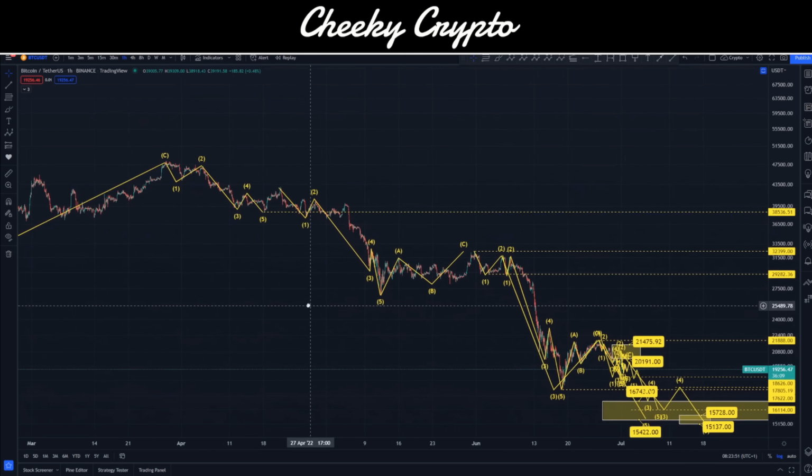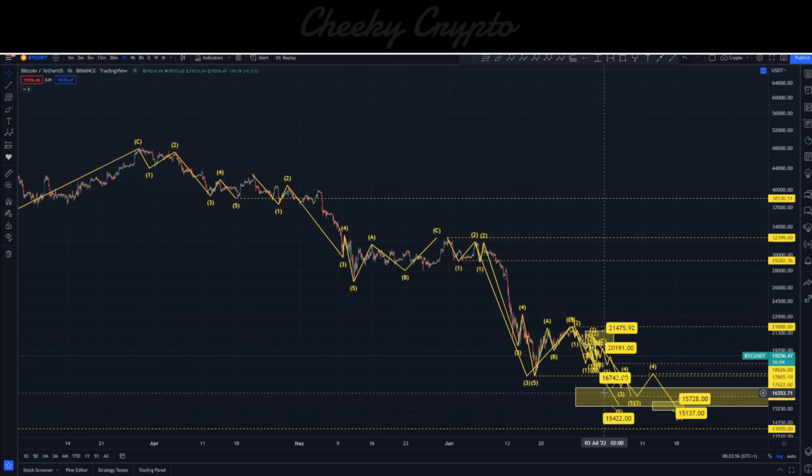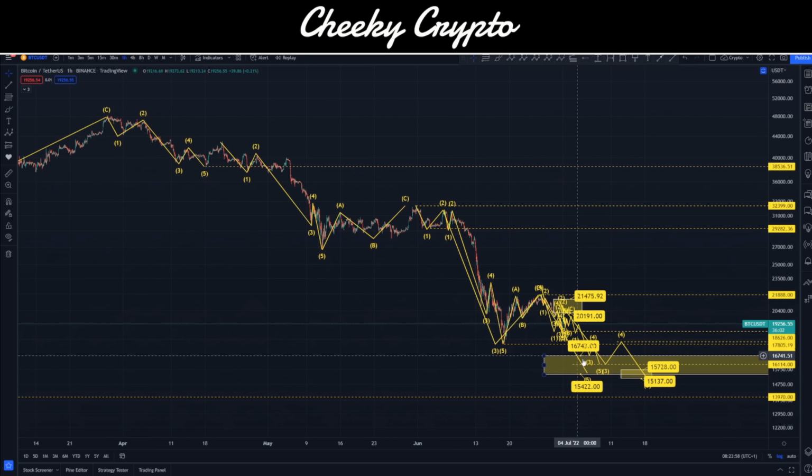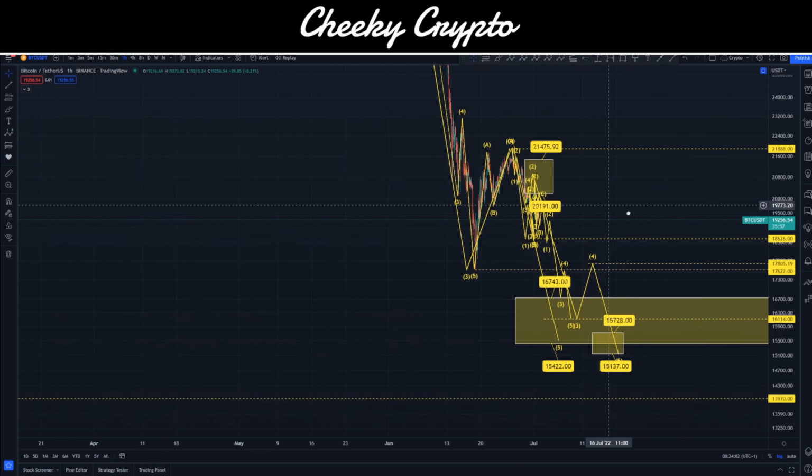as well. So again, what we're doing here is a 5-3-5-3 overextended 5. Okay, all of that move could potentially be a wave 3 on a weekly chart, for example. So there's a lot of stuff kind of going on.